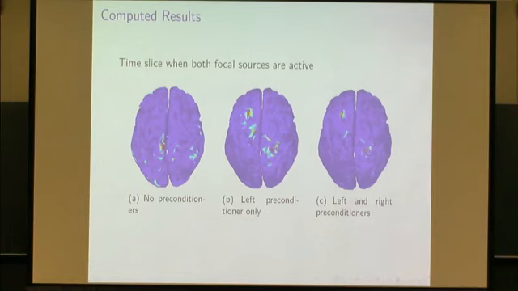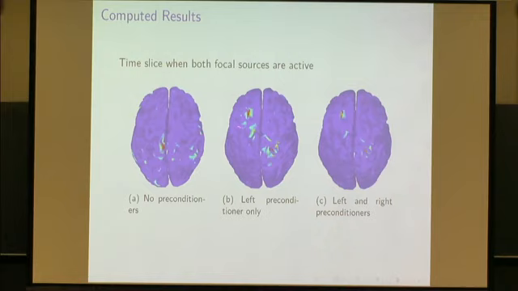So here is a time slice when you have both sources active. The sources are here and here, and so the left and right preconditioner pretty much find them. When we were first running this CGLS algorithm, we thought that the CGLS actually is doing a pretty good job because we see this focal source. But then it turned out that the activity is not at all there. It's here and here. And so that's really disturbing. If you show this to a doctor and say, well, cut there, that's pretty bad.